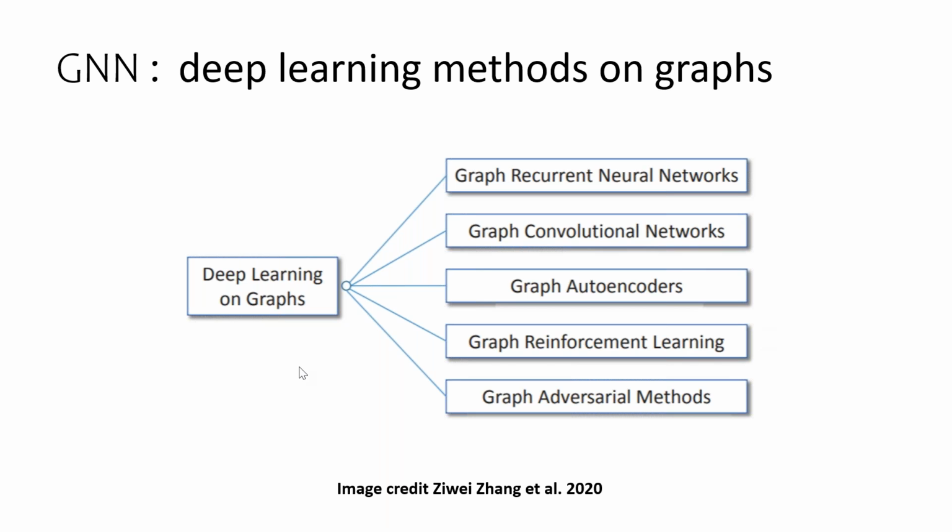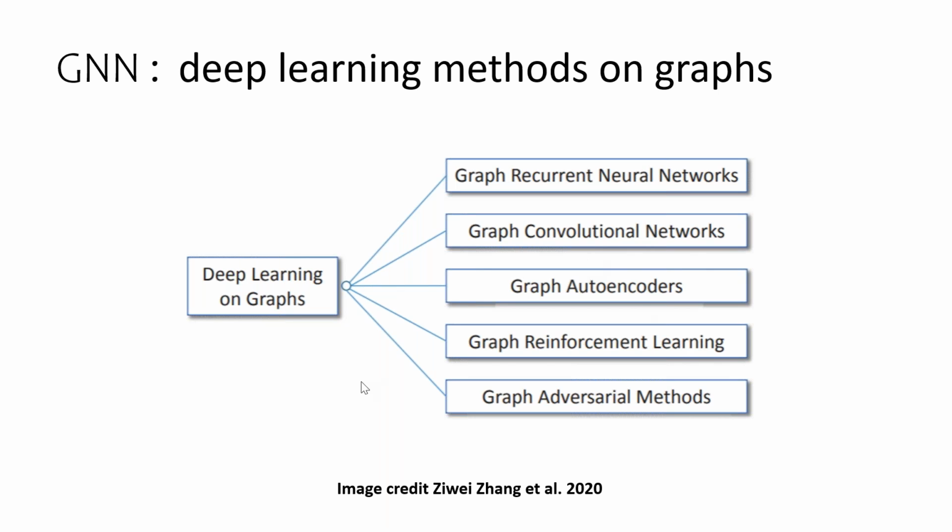Okay, so as I was saying, there are variations of these deep learning methods on graphs, right? So there could be GRNN, GCN, or GAM, graph adversarial method. There is something called graph attention network as well. So that is also a very useful technique. But we need to see which is more suitable for the use cases that we have.